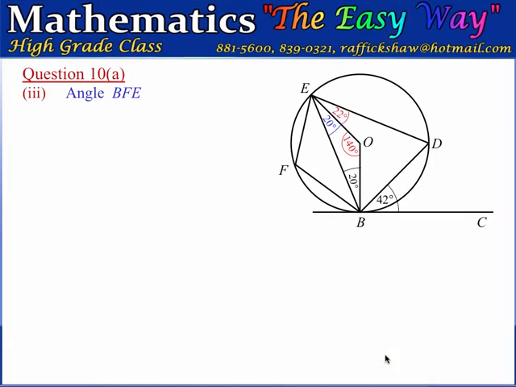Part 3 wants us now to find the angle BFE. That's the angle right here. Let's call that angle beta, and let's mark that angle beta on the diagram. And so now we are trying to find this angle beta. Now we must observe that beta is one of the angles in this cyclic quadrilateral.